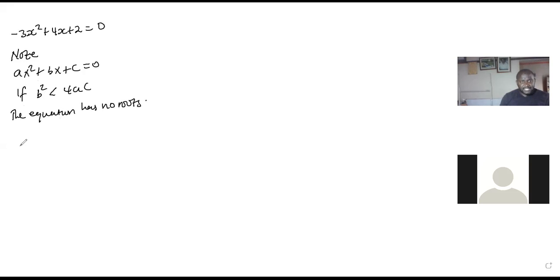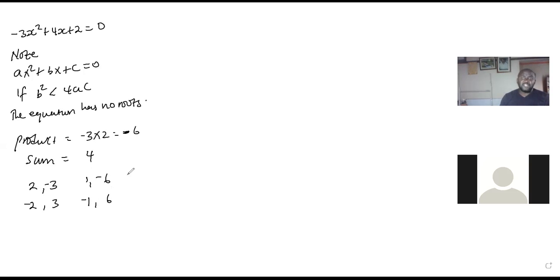Whereas for this number, if you look at it, when you have the product, which is negative 3 times 2, which is negative 6, and you have a sum, which is 4, there are no two numbers which, when you multiply, you get negative 6. For example, check the factors of 6. 2 and 3. If 3 is negative, 2 can be positive. When you multiply them, you get negative 6. When you add them, you don't get 4. Another one is 1 and 6, negative 1, 6, or 6, negative 1. Still, when you add them, you don't get 4. Those are the only factors of 6. So it means they are all not possible.